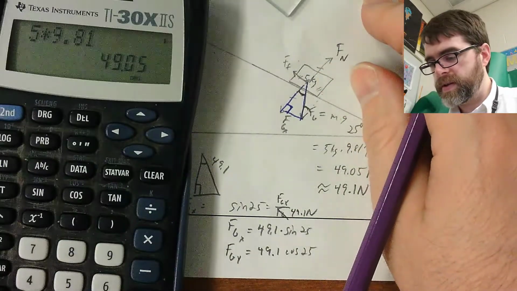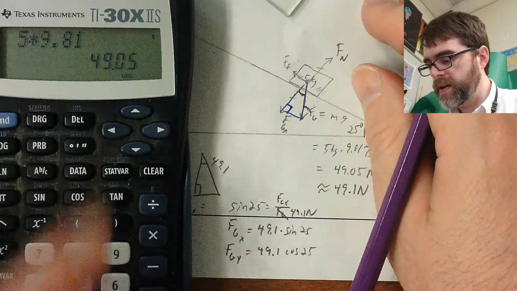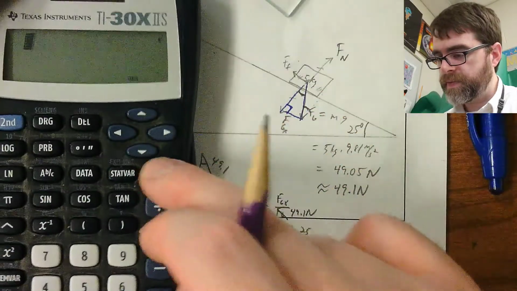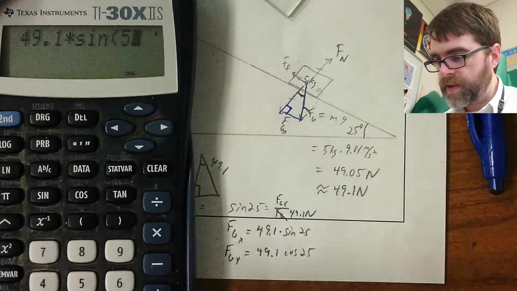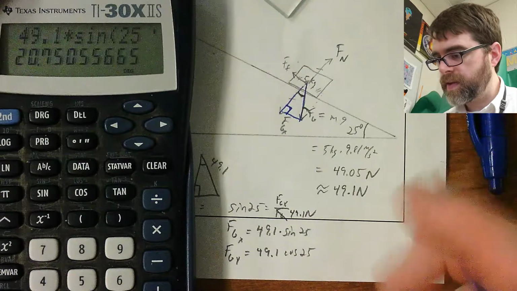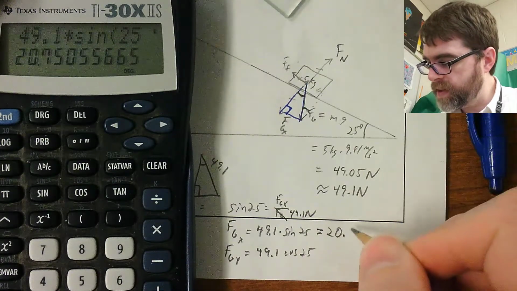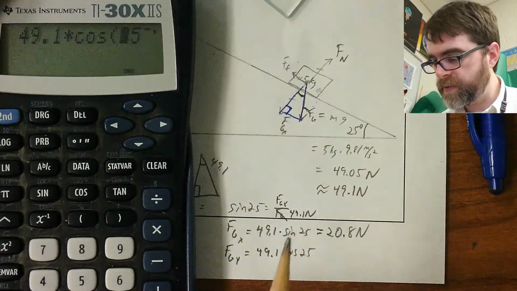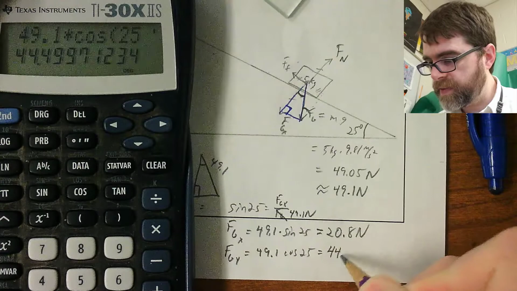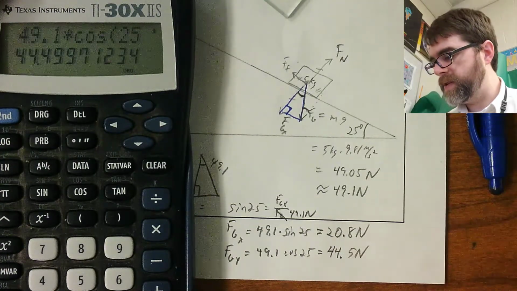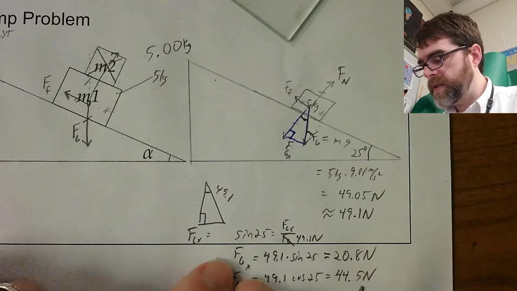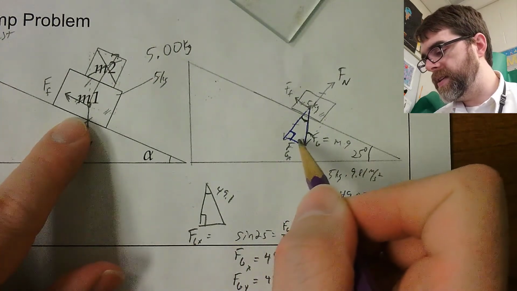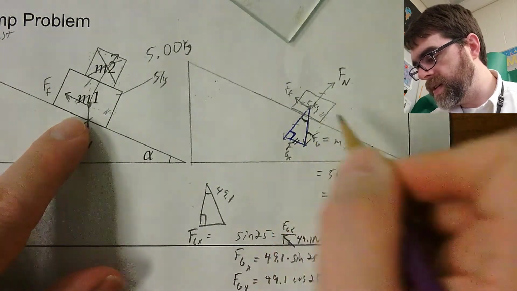And so then we're going to put those into the calculator here. So this is the 49.1 times sine of 25. And I get 20.8 newtons when I round that off to 3 sig figs. And then if I replace that with cosine of 25 instead, I get 44.5 newtons. And so now we know that the force in the x direction is equal to this. And if the force in the x direction is equal to that, then this one has to be equal in size to this one here.